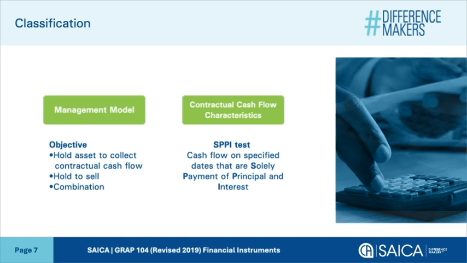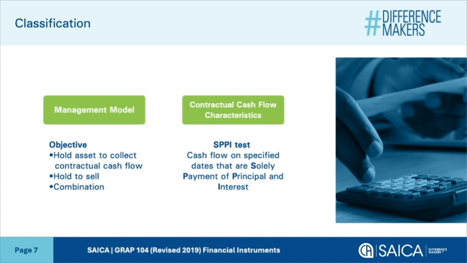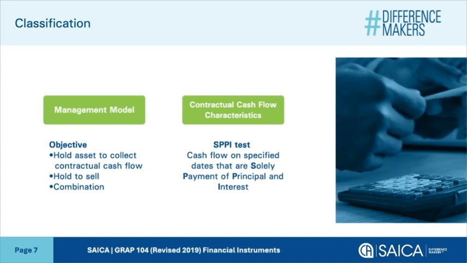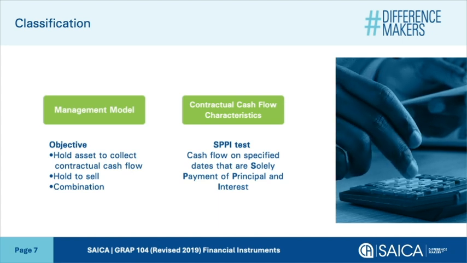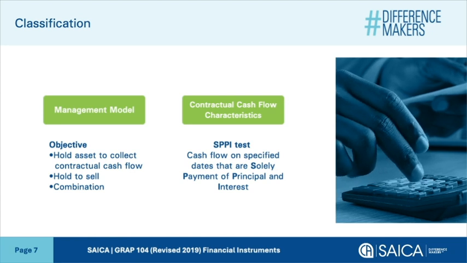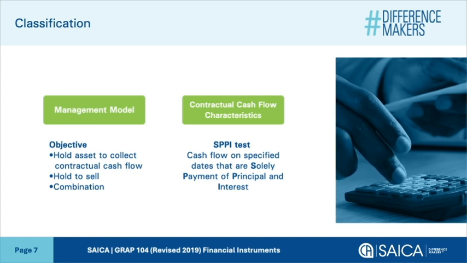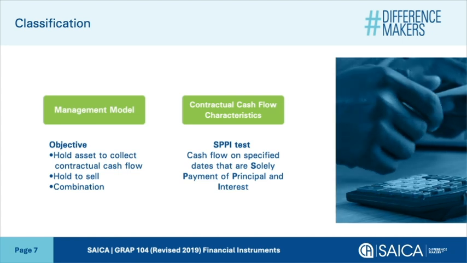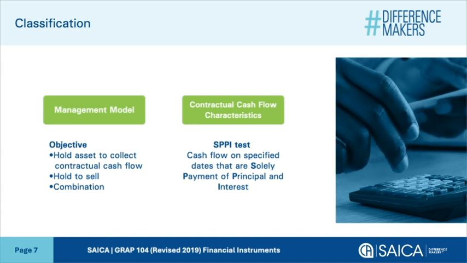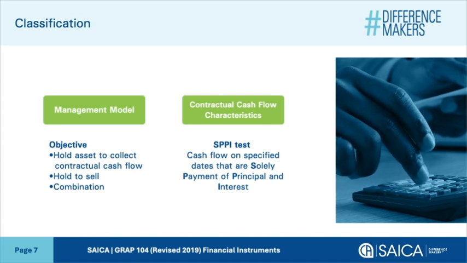When we talk about holding to collect contractual cash flows, the revised standards incorporate the SPPI test, or the solely payment of principal and interest test. An entity should determine if the contractual cash flows of a financial asset are solely payment of principal and interest, where principal is the fair value of the financial asset at initial recognition. Interest is the consideration of the time value of money and the credit risk, but may include other basic lending risks and costs and a profit margin.